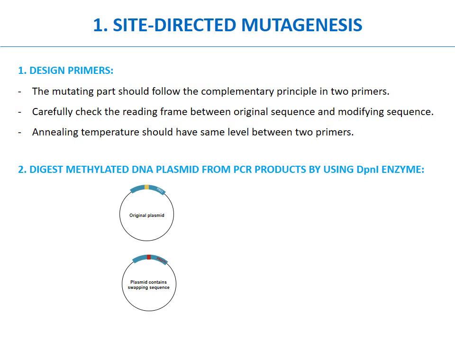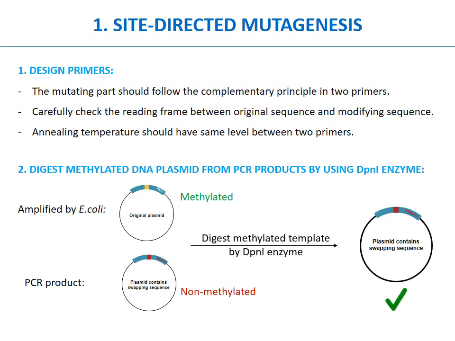The next part is digesting the original plasmid by DpnI enzyme. The mechanism of this reaction is based on the DNA methylation in any living organism. The template, normally amplified from E. coli, is methylated, while PCR products are not. DpnI is a digestion enzyme that can digest the methylation position in DNA. That's why scientists use DpnI as the selector in this method. The PCR product will not be broken and remains after treating with the enzyme.